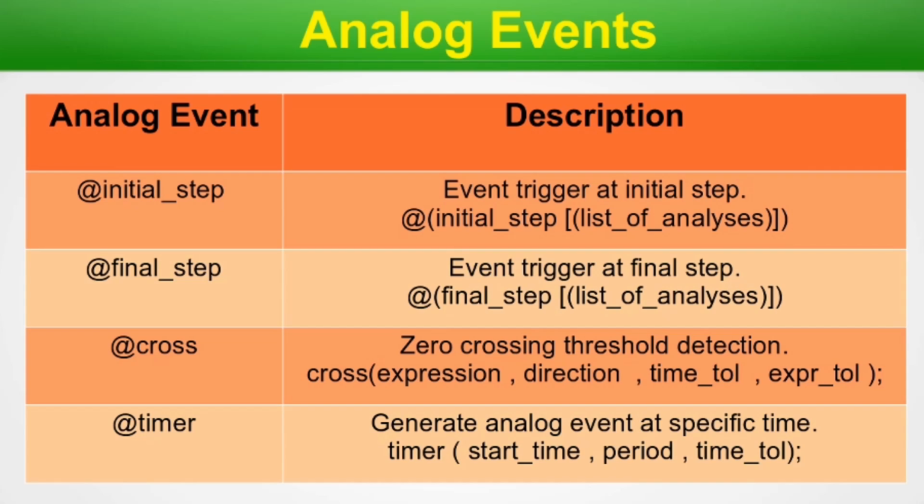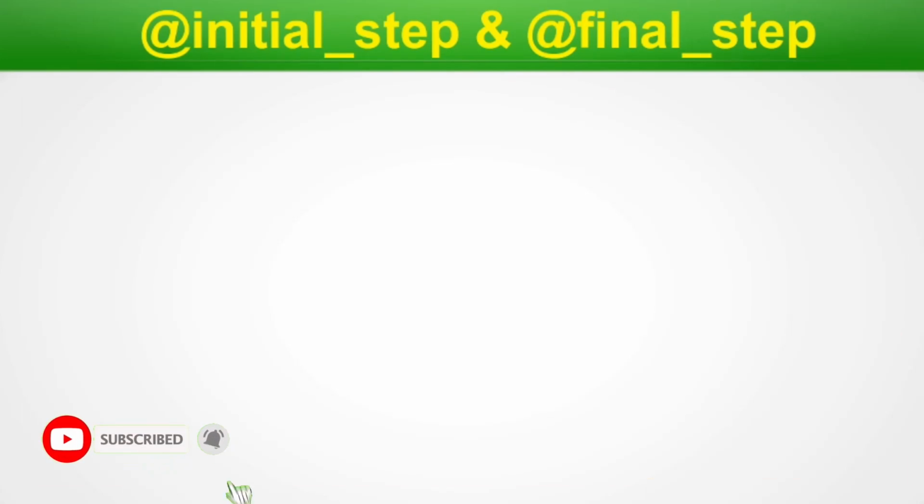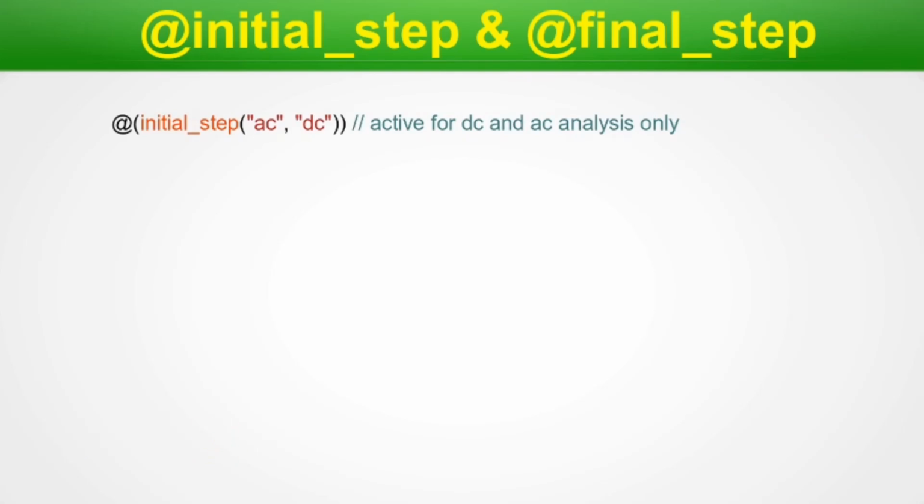Okay, let's look at initial step and the final step. So initial step AC, DC, anything will be active for AC and DC analysis. Here we can use multiple types. So this is for initial AC and DC. Then initial step transient is active for transient only. The first one was active for DC and AC both. But the second one is for transient only.